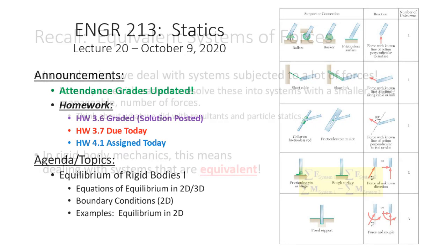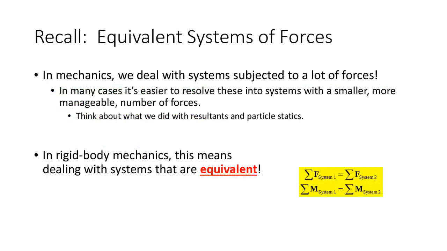What I want to do is start off, and I think by now you probably recognize I like to recap. So I want to recall the idea of an equivalent system of forces. The idea behind that was that we have a body that's subjected to all sorts of forces going in all sorts of different directions, and we wanted to develop a system such that the forces and moments in, let's say, system one were equal to the forces and moments in system two. And that means that those systems are equivalent.